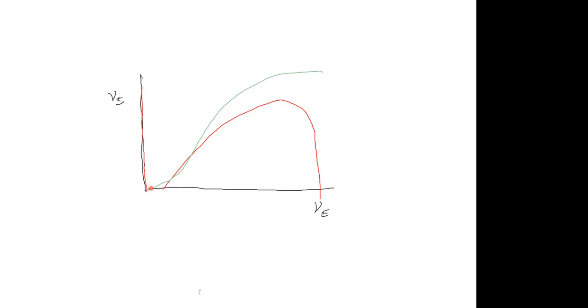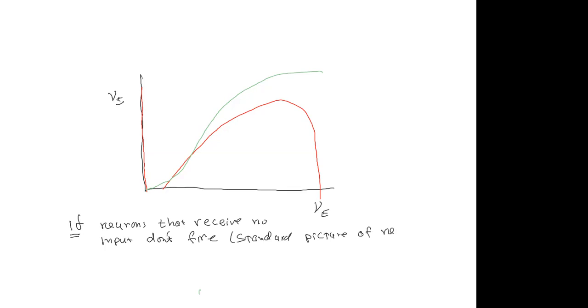Okay, so this is pretty profound. So what did we conclude? So if neurons that receive no input don't fire, and remember, this is a standard picture of neurons that we learn about in our textbook, then neurons can't robustly operate at low firing rate.